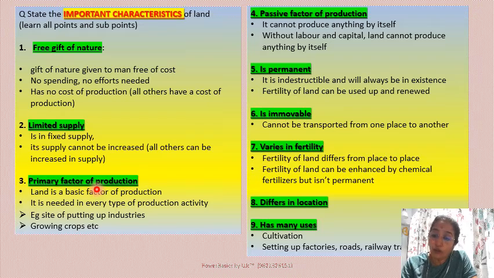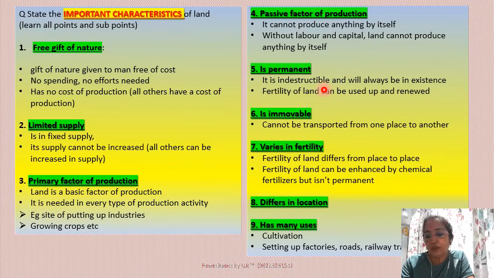It is a primary factor of production. We just studied that. Land is a basic factor of production. It is needed in every type of production activity, putting up industries, growing crops. So it's a basic factor without which we can't start doing things in the air or in space. It is a passive factor of production. There is active and there is passive. Passive means it cannot produce anything by itself. Land doesn't have hands and legs to start producing. It's passive. It's there, use me if you want, and produce. Without labor and capital, land cannot produce anything by itself. So it is a passive factor of production, whereas labor and entrepreneurship are active factors of production.